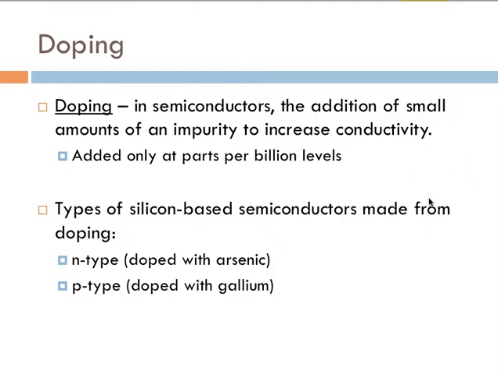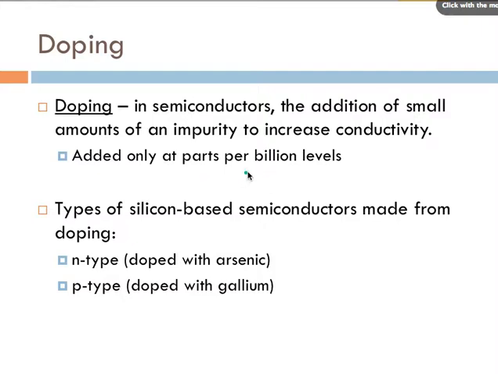So, in those semiconductors, if we want to increase the amount of conductivity, they will typically do something known as doping. What this means is that you add a small amount of an impurity to increase the conductivity. Keep in mind that this doping is only done at parts per billion levels, so this is very dilute, very low concentrations.